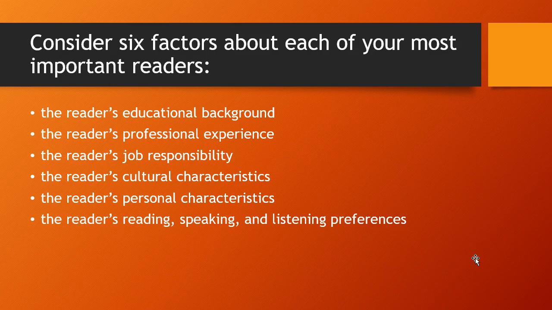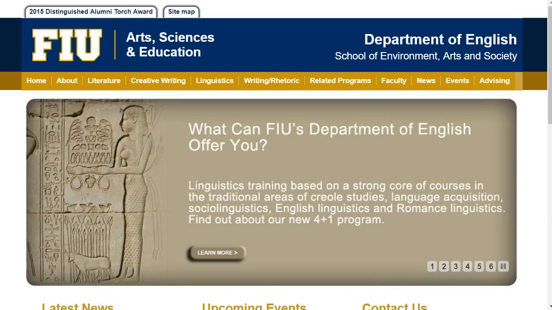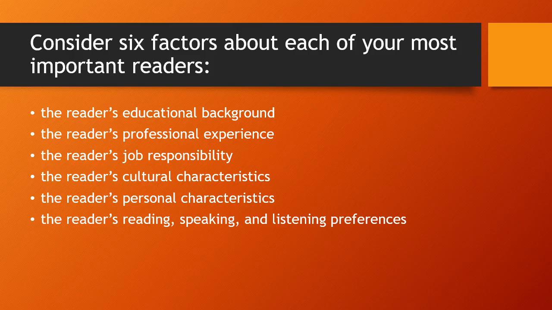The textbook also tells us to consider 6 factors about each of our most important readers: their educational backgrounds, their professional experience, their job responsibility, their cultural characteristics, their personal characteristics, and their reading, speaking, and listening preferences. So again, we're going to have a wide variety in this case, but in a lot of other communications, it's going to be much more direct and much more simple to try and analyze some of these audiences.